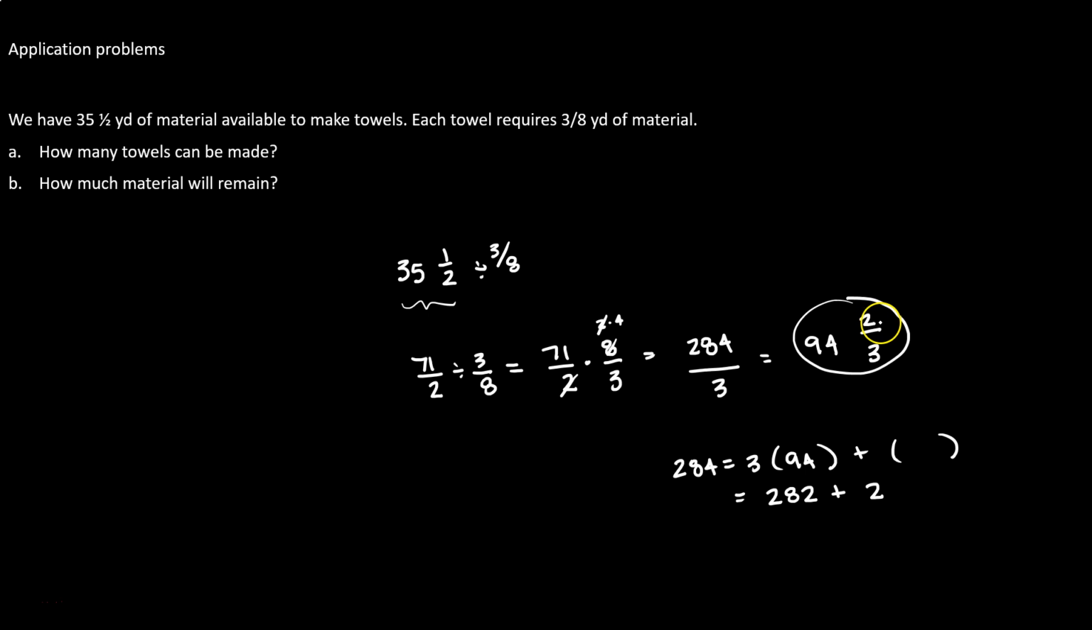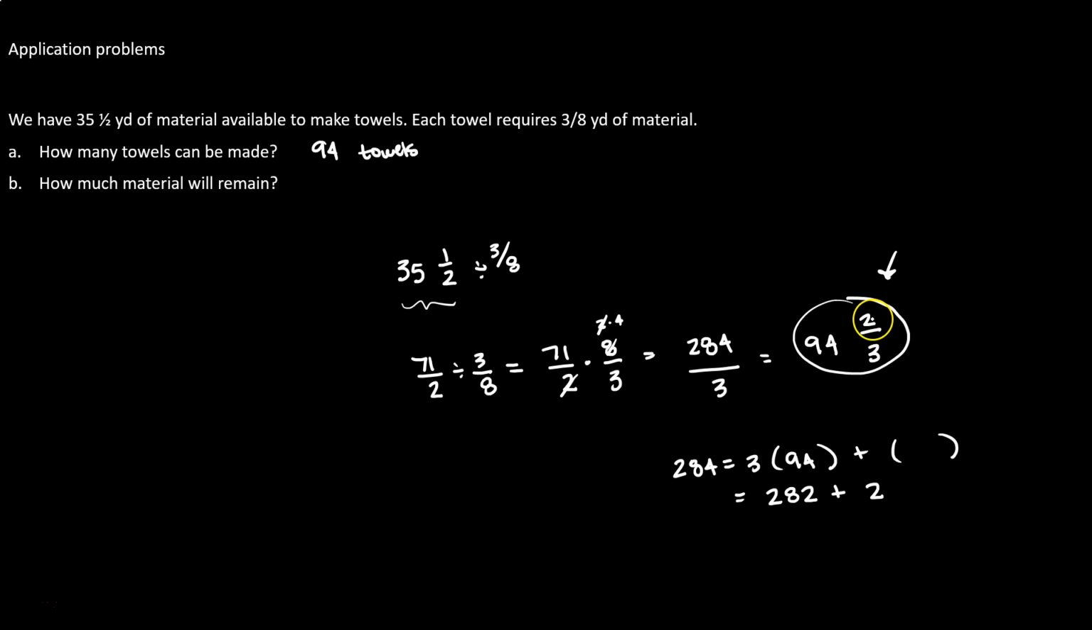I don't think any of us want to use 2/3 of a towel, so we would say we can make 94 towels. The next question is how much material would be left? And it's really important that we interpret the answer correctly. We left off the 2/3 here because we're not going to make 2/3 of a towel. And a common mistake would be to say 2/3 of a yard is left over.